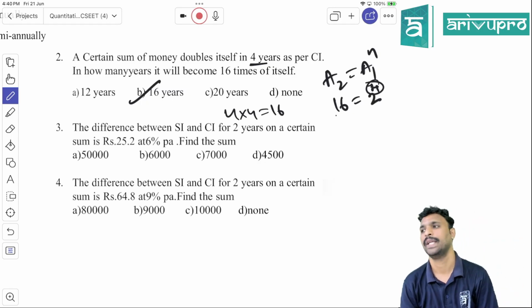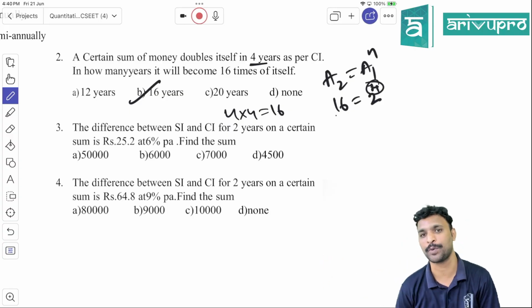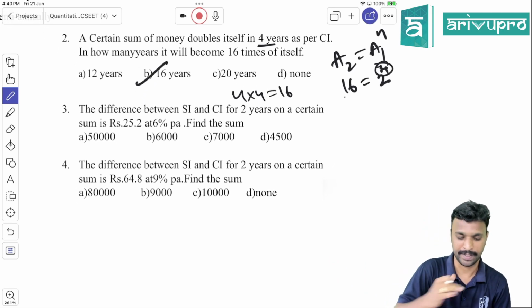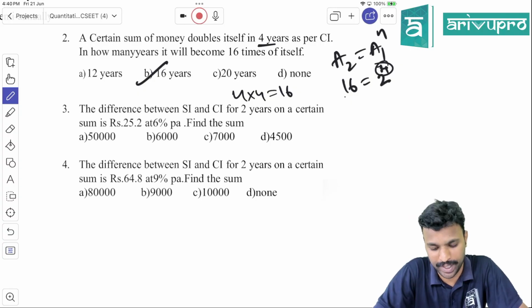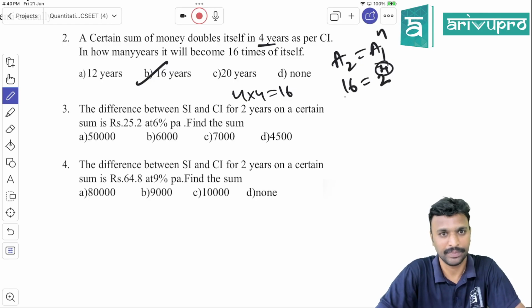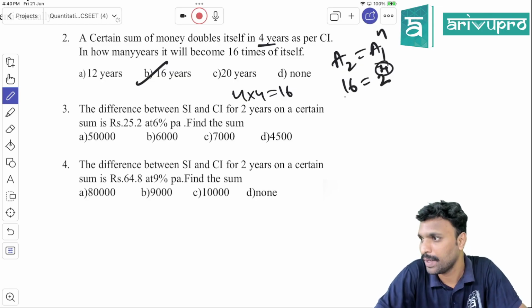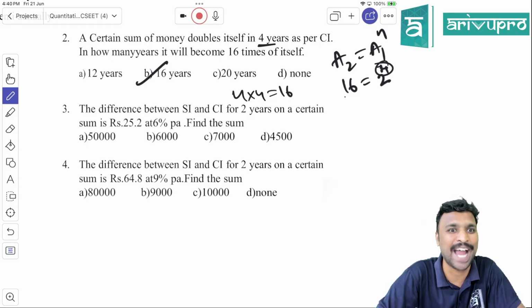Understood? Everyone? Now, whatever the concept of CI I explained will help you to solve the next question that we are seeing here. The difference between SI and CI for 2 years on a certain sum is 25.2 at 6% per annum. If they don't specify, it is compounded annually only. Please understand. Find the sum. So, for how many years? 2 years. So, it is compounded annually only.